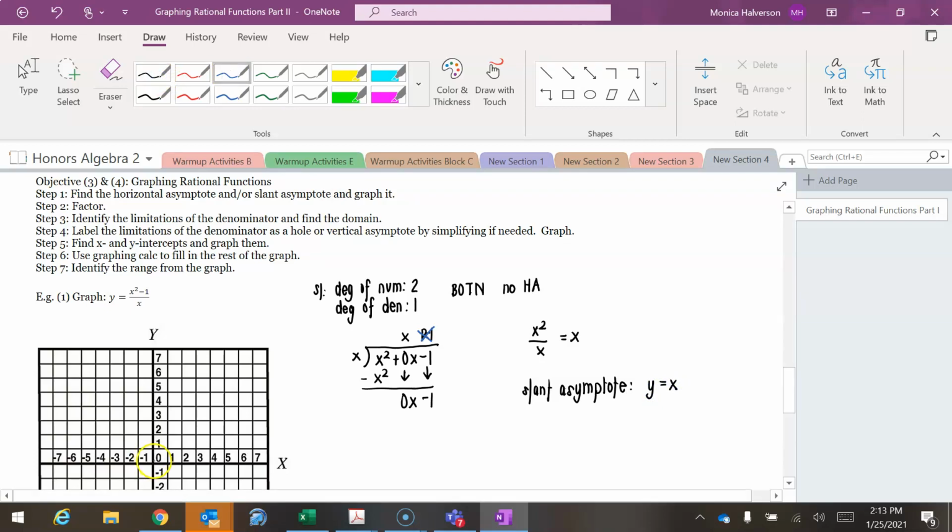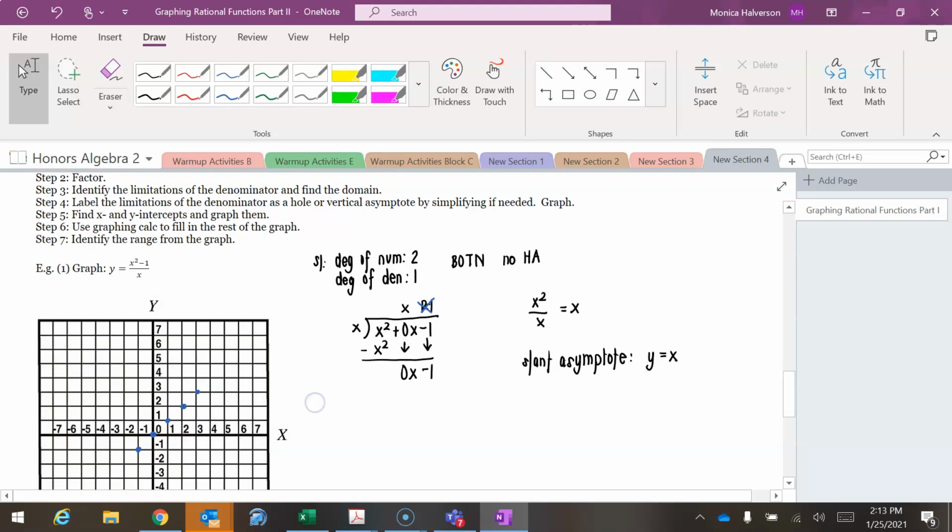Okay, we have a y-intercept of (0, 0), and then we go up 1, to the right 1, up 1, to the right 1. All right, and we're going to graph that. All right, great. And we're going to go like this. And there is our slant asymptote.